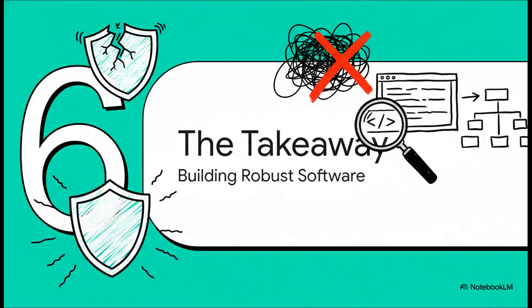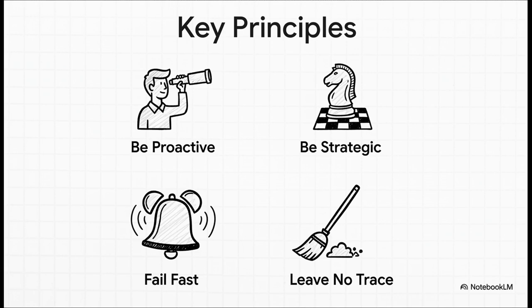So, what's the big picture here? What does all this really mean? Well, it's about shifting your mindset. You're not just trying to stop your app from crashing, you're proactively building software that is just plain easier to debug and maintain. So let's wrap it up. Your goal is to be proactive, not just reactive. You want to be strategic about when and where you use exceptions. Embrace that fail-fast philosophy, make your errors loud and clear. And finally, always clean up after yourself. Restore the state so your application stays stable, even when things go sideways.